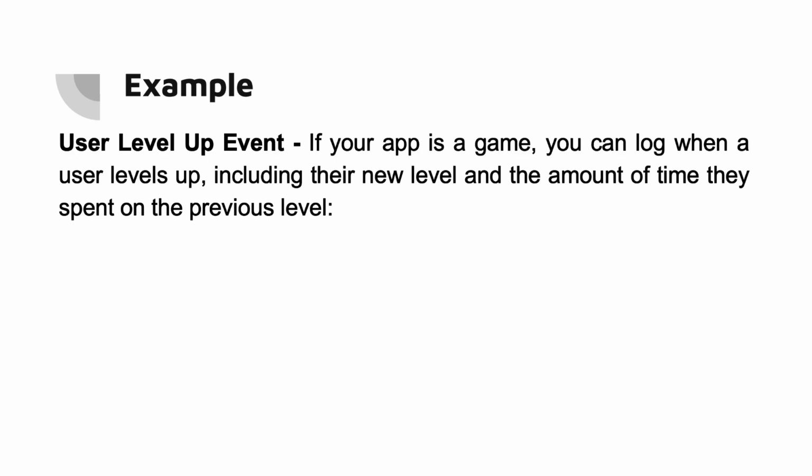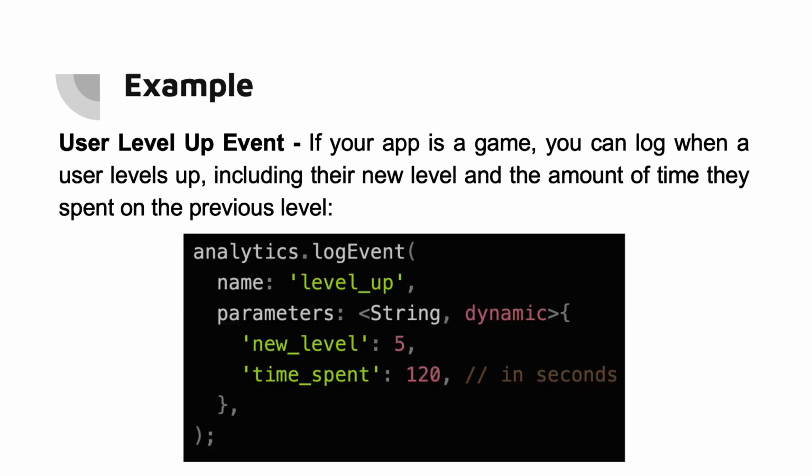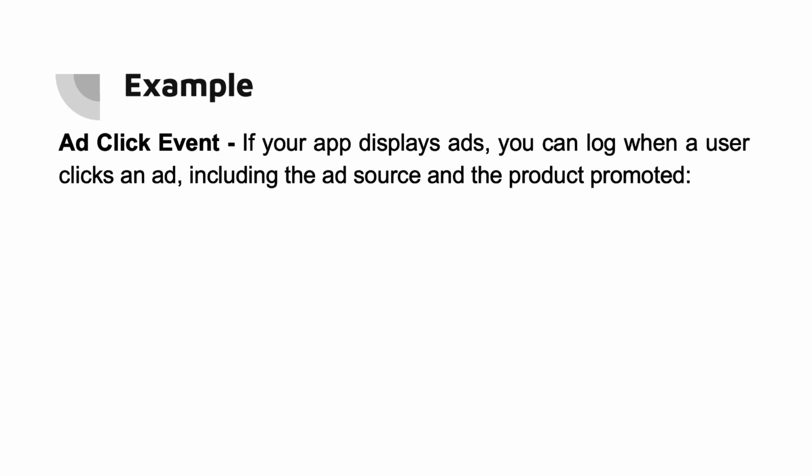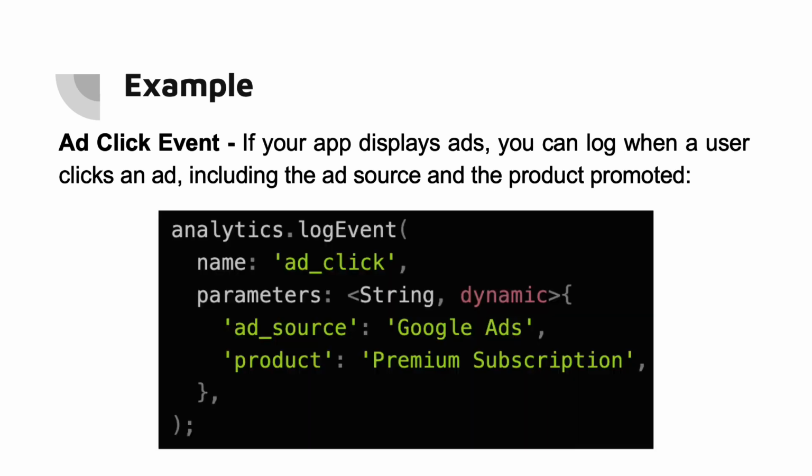Another example, user level up event. If your app is a game, you can log when a user levels up, including their new level and the amount of time they spent on the previous level. We can have the name as level up, and then we have the parameters, new level and the time spent. Ad click event. If your app displays ads, you can log when a user clicks an ad, including the ad source and product promoted.